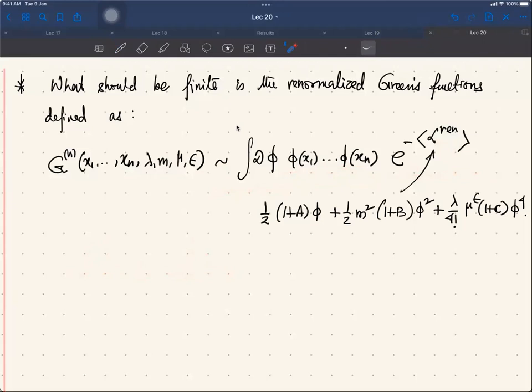And this depends on the mu in two ways. One is that there is an explicit mu dependence because it is explicitly appearing here, and there is implicit mu dependence coming from the implicit dependence of m and lambda on mu. Okay, so this has both.